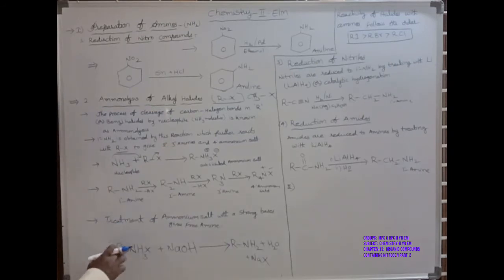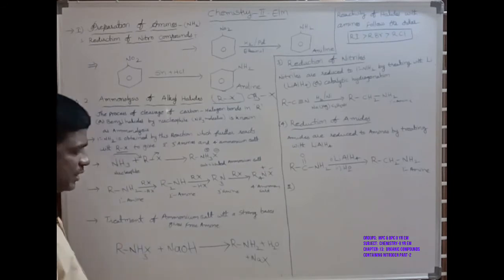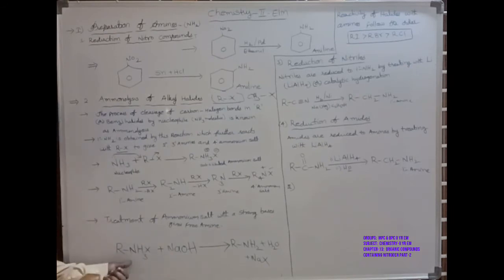Next, treatment of the ammonium salt with a strong base gives the free amine. Here the primary amine. Treatment of the ammonium salt, RNH3X, with a strong base like sodium hydroxide.